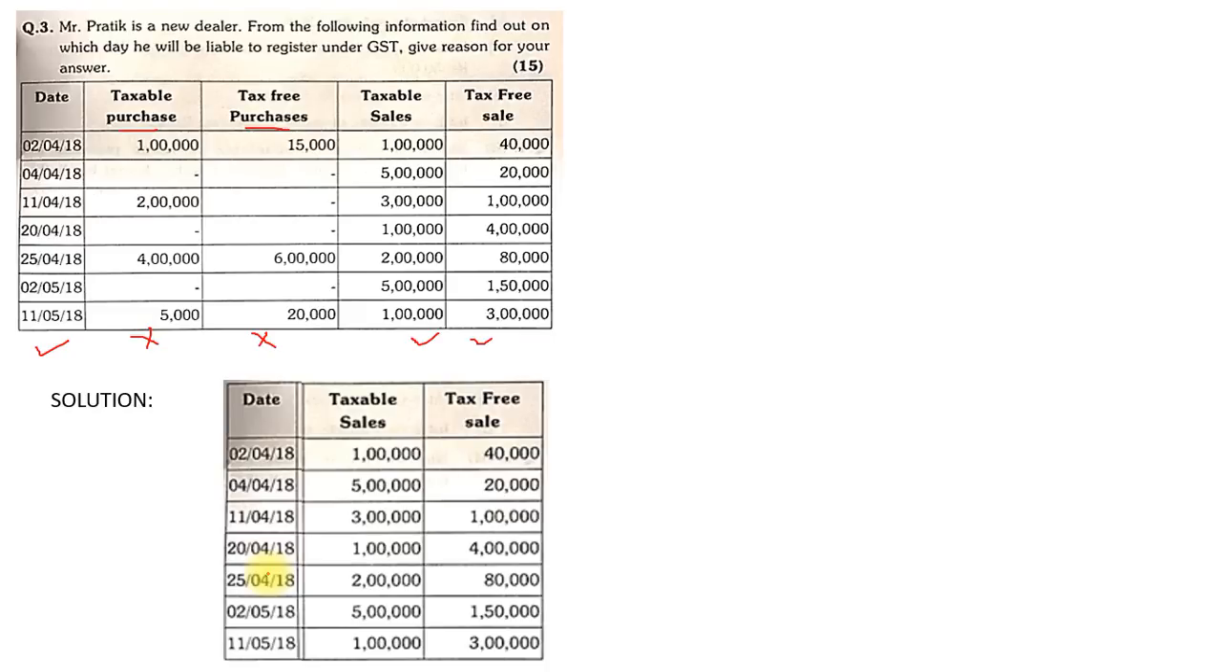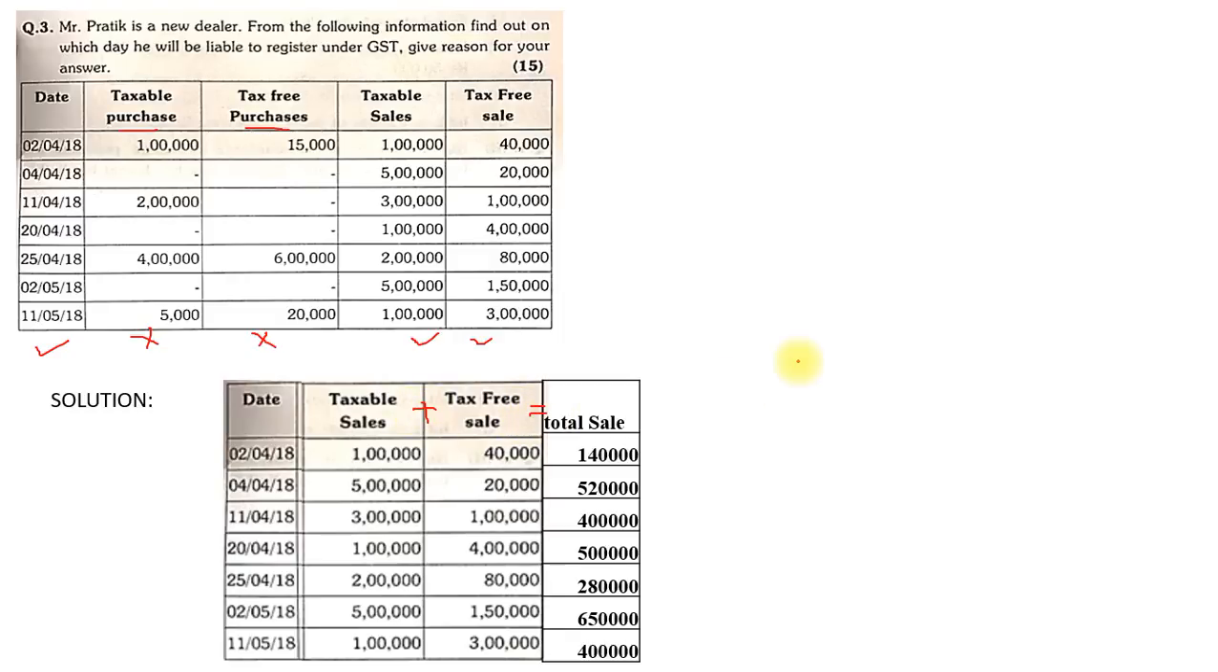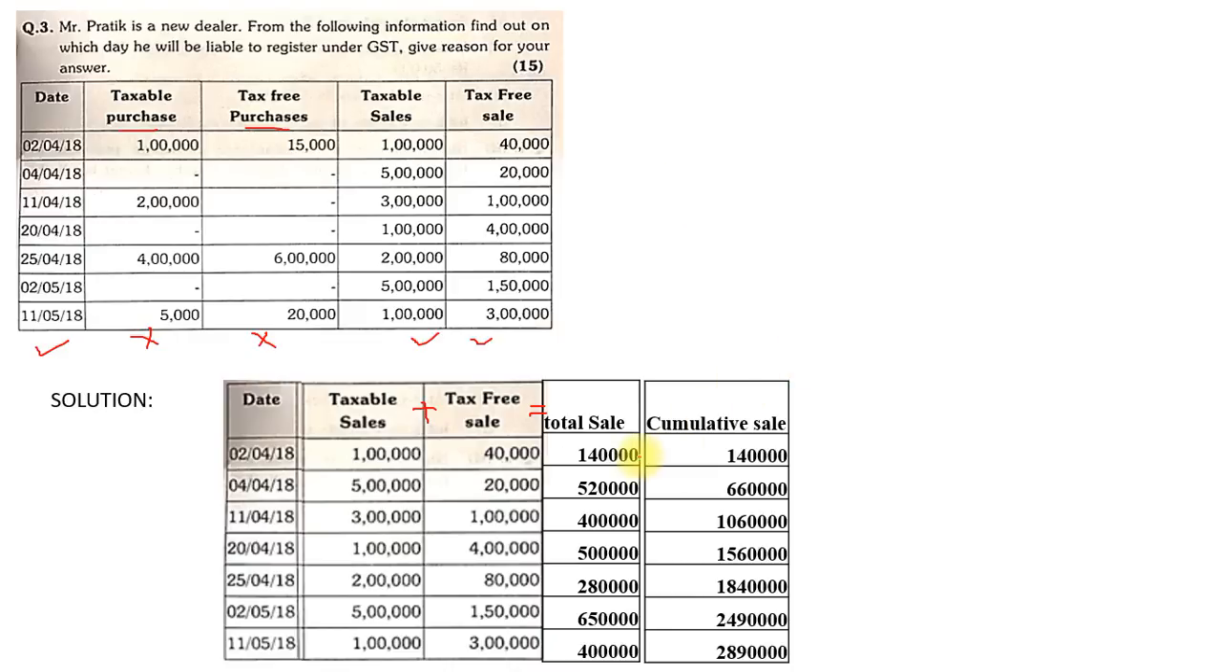I'll need another column where we note down the total sale. That is nothing but taxable sale plus tax-free sale, which will give you total sales. So 1 lakh plus 40 is 140, 5 lakh plus 20 is 520, and so on. Lastly, we need one extra column just to see whether the aggregate turnover has exceeded the limit or not. That will be cumulative sales. We write the first amount as it is, then 1 lakh 40 plus 5 lakh 20 gives you 6 lakh 60, plus 4 lakhs gives you 10 lakh 60, and so on.